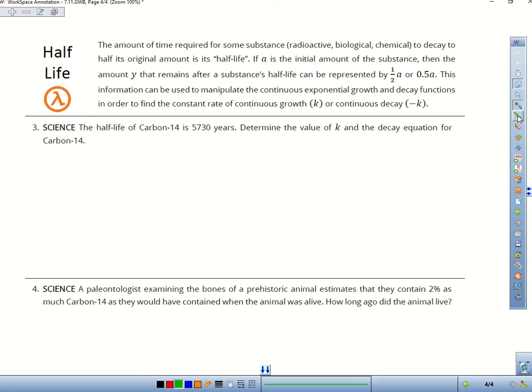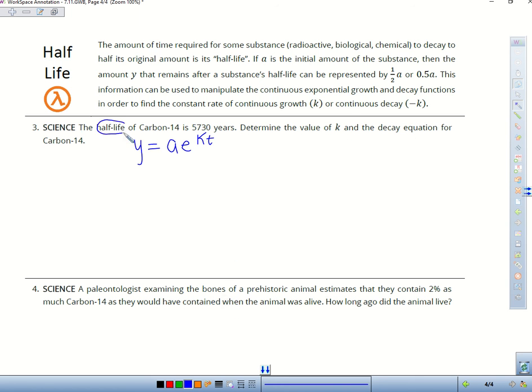Alright, so let's talk about how we do this. The first question says, the half-life of carbon-14 is 5,730 years. Determine the value of k in the decay equation for carbon-14. So I know I'm going to be working with the same formula we've been using: y equals A times e to the power of kt. We're now going to plug into this formula.